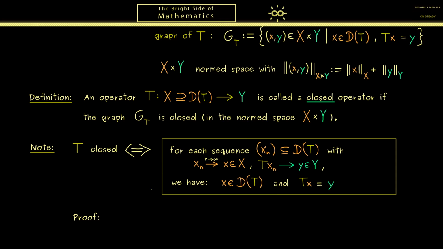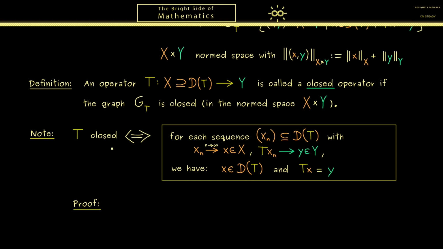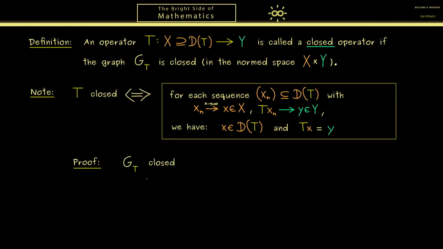Okay, now I think we can also write down a proof of this statement from before. So we want to prove the equivalence stated here. And in fact, I already gave you the hint, closed sets can be equivalently described by sequences. So you should know, this works in general in metric spaces, so in particular here in normed spaces.